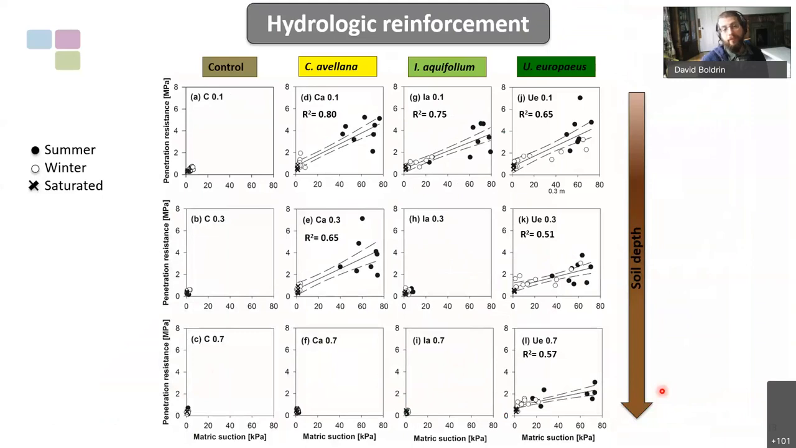The different abilities of species to induce matric suction during seasons and down the soil profile translate into different degrees of soil strength gain during seasons, so summer and winter, and also down the soil profile. For instance, you can see that in the case of Ulex europaeus, this was able to induce a soil strength gain down the entire soil profile during both the summer period, the closed symbols here, and also during the winter period, the open symbols. While in contrast, the deciduous Corylus avellana was able to induce a soil strength gain just during the summer period.